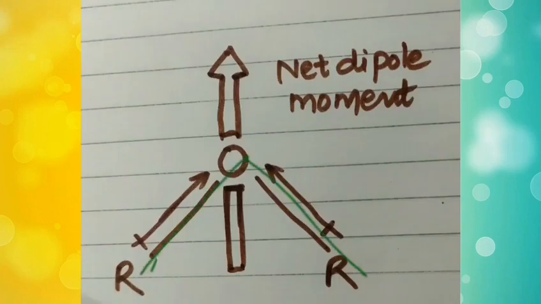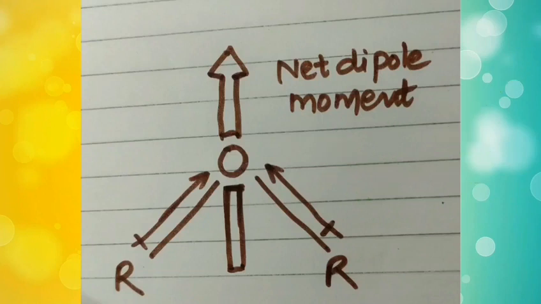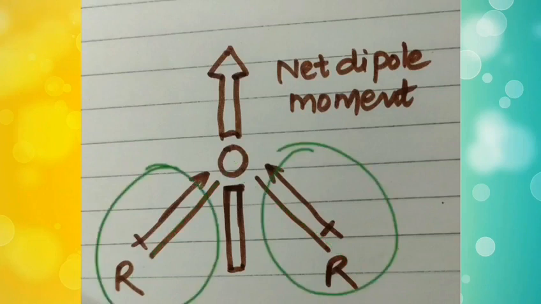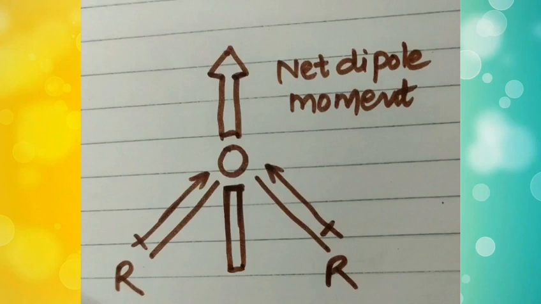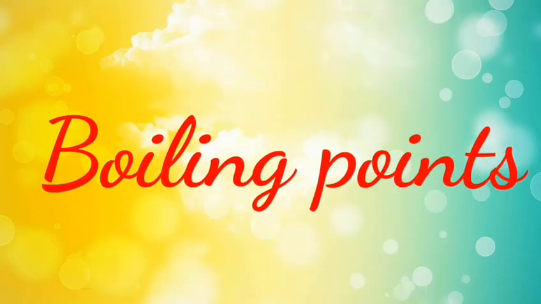Ethers have a bent or angular structure like water. Due to the greater electronegativity of oxygen than carbon, the carbon-oxygen bonds are slightly polar and therefore the ethers have a resultant dipole moment. My dear students, since the two carbon-oxygen bonds are inclined to each other at an angle of about 110 degrees, the two dipoles do not cancel each other. As a result, ethers have a resultant dipole moment. Next, we will discuss boiling points.